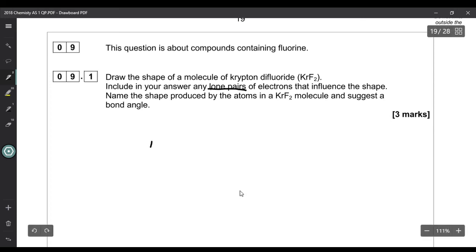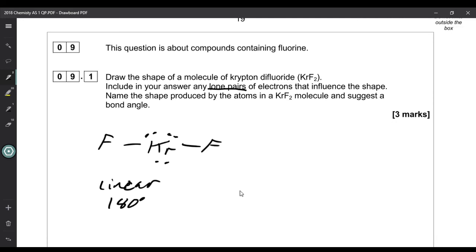So we have KrF, and the lone pairs we've got like this. So the molecule is linear and the bond angle is 180 degrees. Now some students didn't get that it was linear, and I think they were trying to take into account these lone pairs pushing these bonds. Now what we've got to remember, this is a 3D shape.